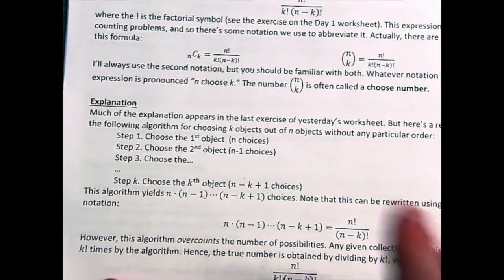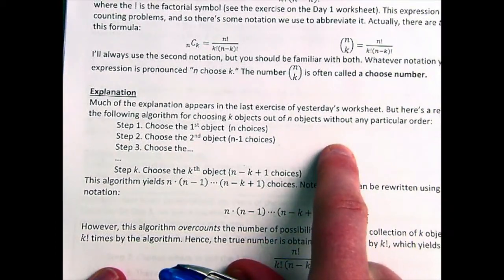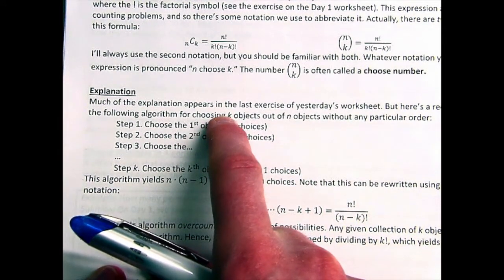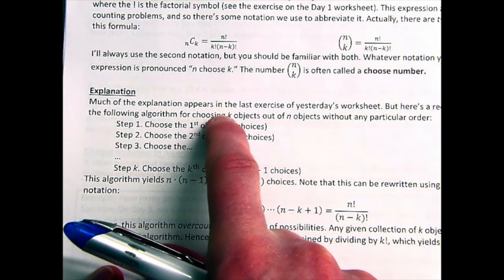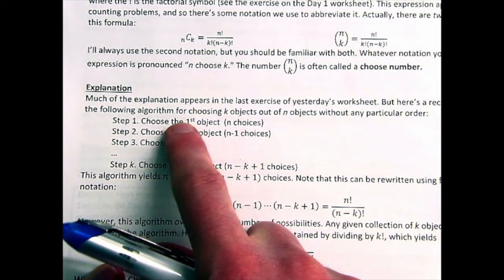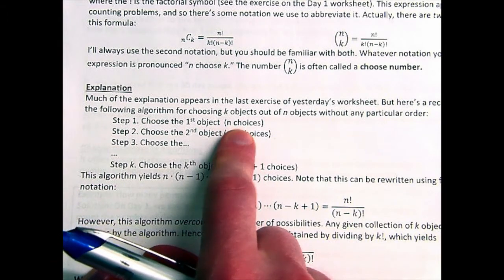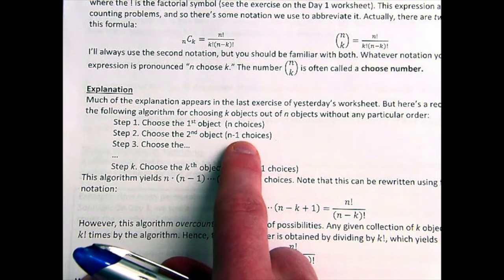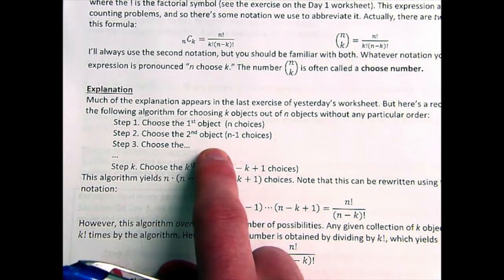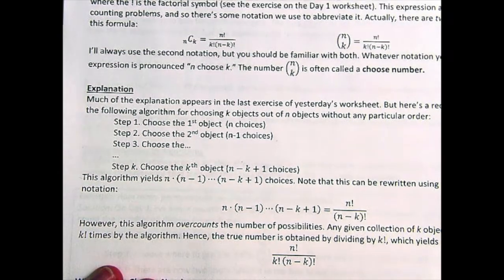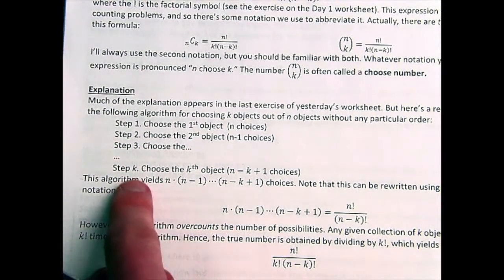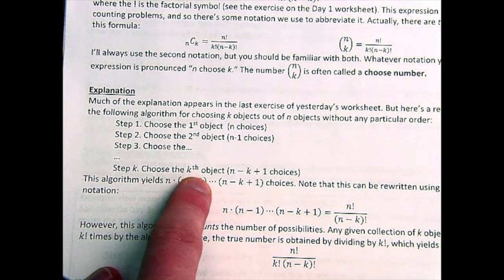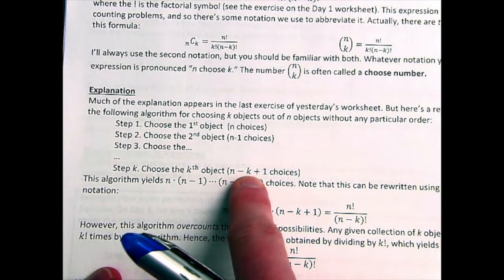So here's an algorithm for counting the number of ways of choosing k objects out of n objects, all right? Now, it's a bad algorithm, as we're going to see. It overcounts, but let's just run through it. So step 1 is choose the first object. Well, there are n total objects, so you've got n choices. Step 2, choose the second object. Well, now there are only n minus 1 choices. Step 3, and you just keep going, you keep choosing. And remember, we're trying to choose k objects, so you finally get down to the last step, which is step number k, and you choose the kth object. And how many choices are there? It's actually n minus k plus 1.